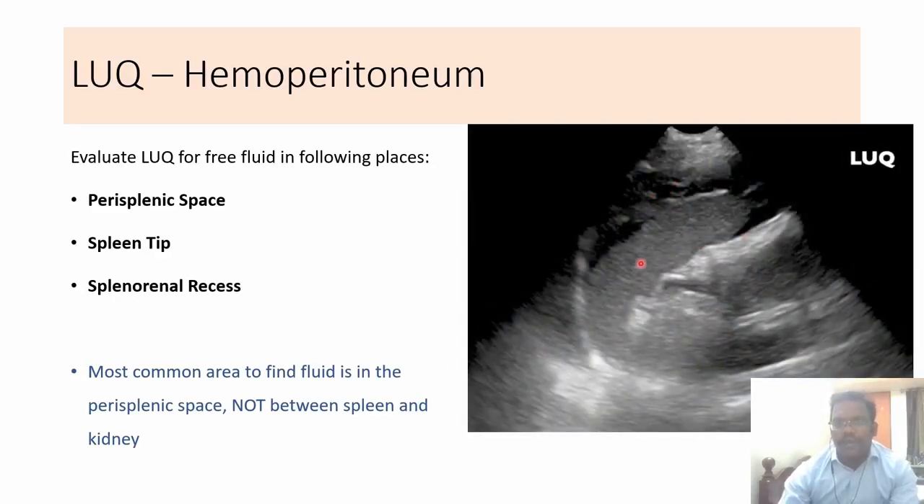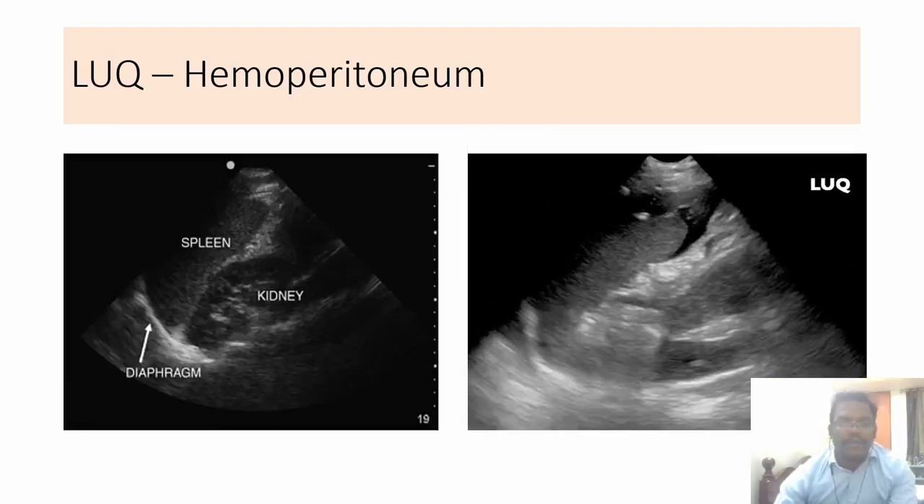So now we can see this is the perisplenic space, and there is fluid collection in the perisplenic space, and there is fluid collection also around the spleen tip. So we can easily see the fluid collection around the spleen tip and in the perisplenic space, and there is some minimal collection in the splenorenal recess. So we have another example.